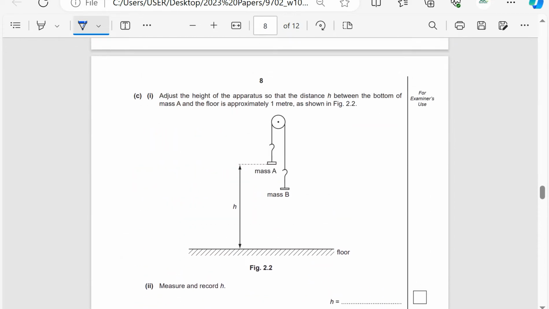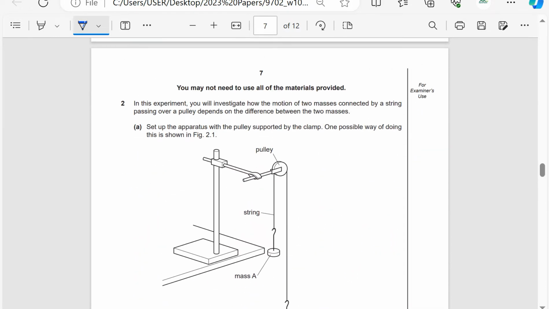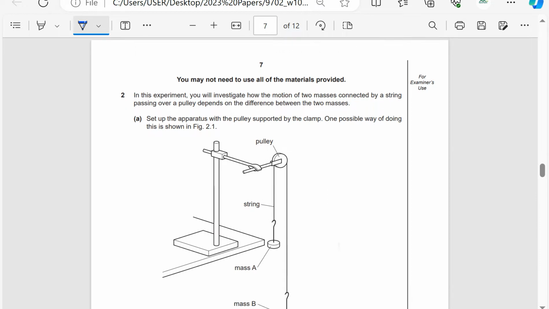I'm recording question number 2 because I spent the whole time making my students comfortable and confident with question number 2 before the next time I go to question number 1. So this was the question we were trying to answer. In this experiment, you'll investigate how the motion of two masses connected by a string passing over a pulley depends on the difference between the two masses.